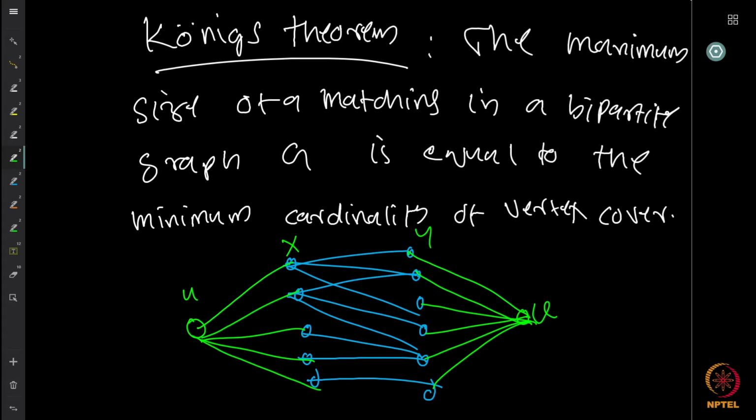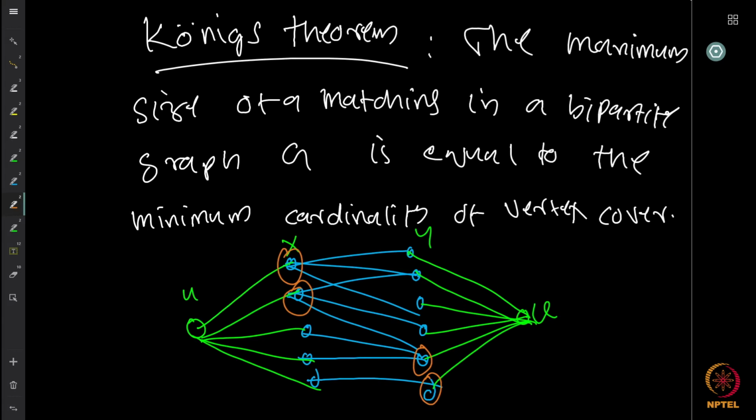Now, suppose you can find a separating set from U to V. Suppose you find a UV separating set. All the paths from U to V must be destroyed by deleting these vertices. Suppose you find such a separating set.